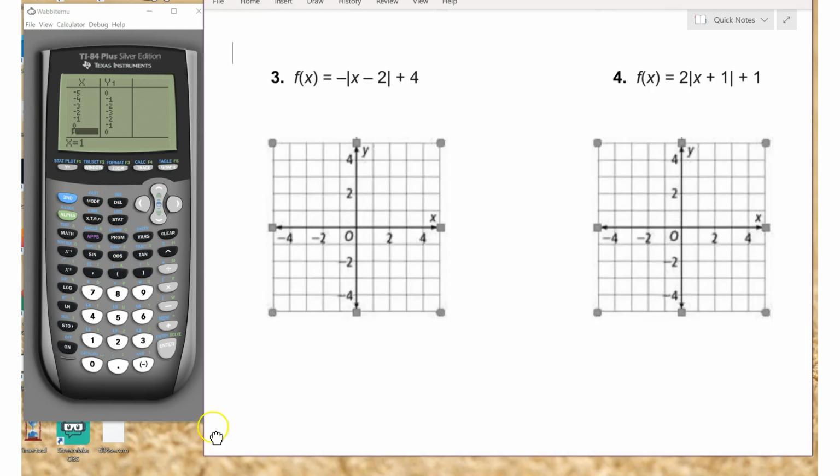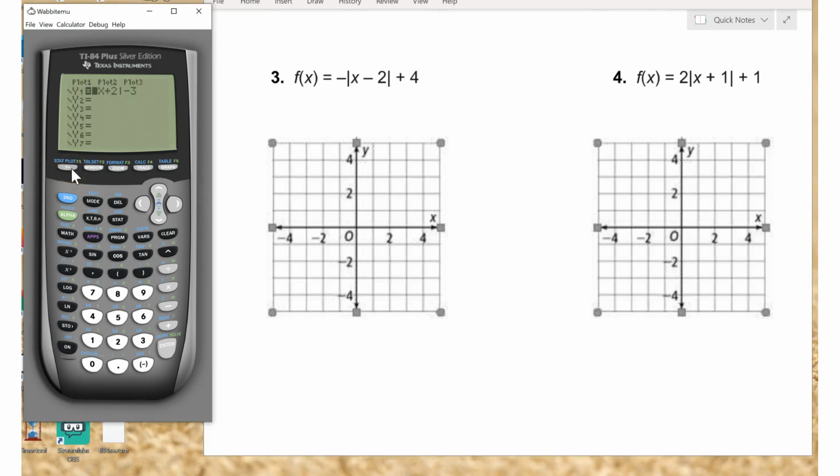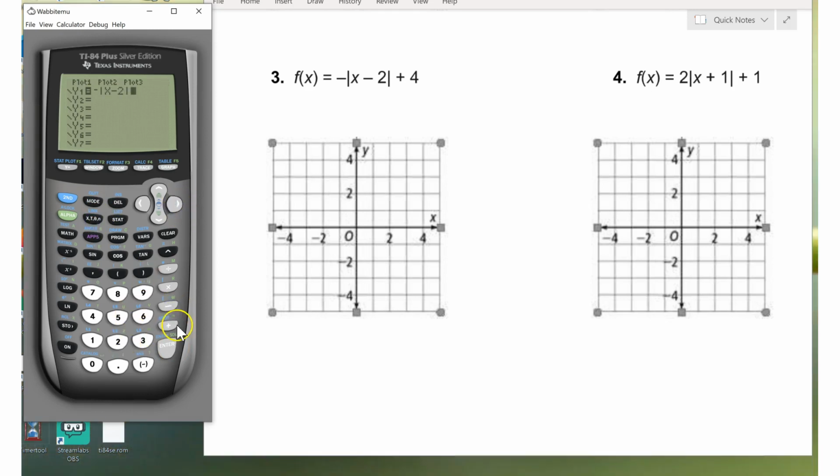Number 3, I'm going to go ahead and use the graphing calculator. Y equals, I'll clear this, and we have negative, then math, absolute value, and we have x minus 2, plus 4. Let's look at the graph so we can see where it's at. I'm going to zoom standard. Zoom standard lets you see it just within that screen.